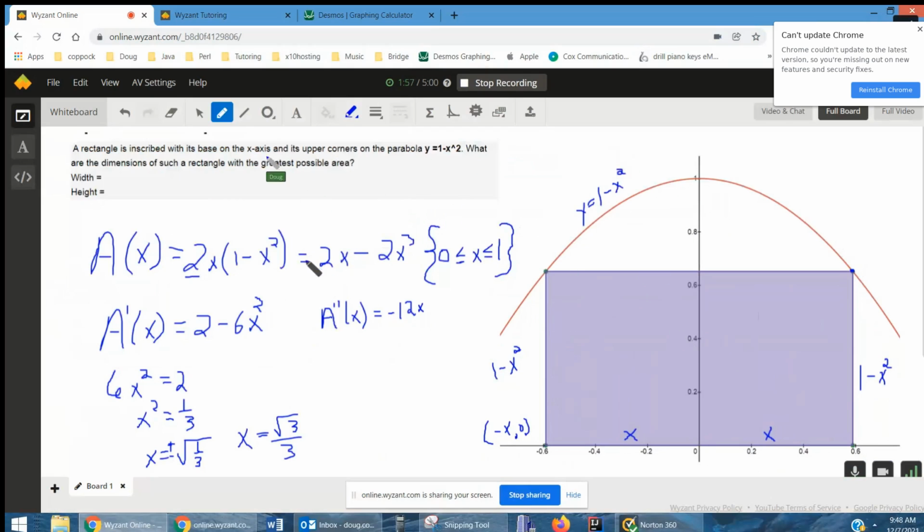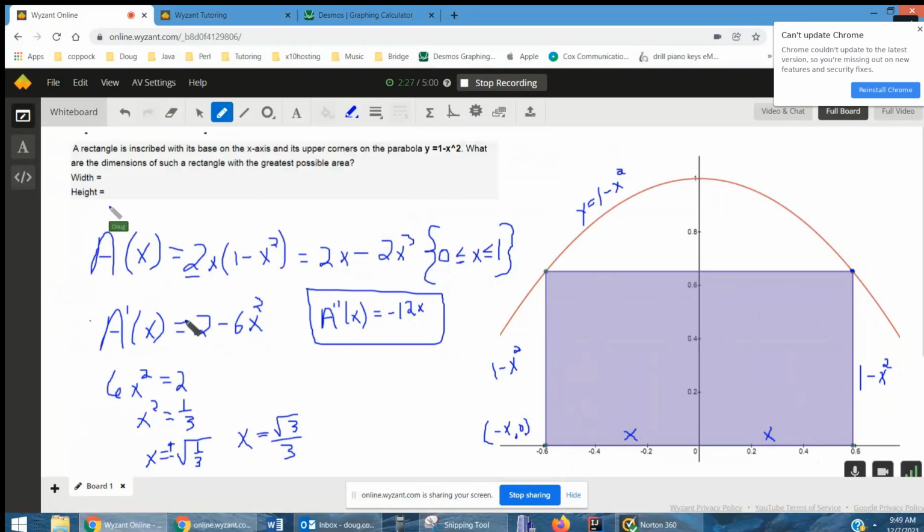base times height. Okay, so I wrote this as 2x minus 2x cubed. And I'm restricting x to be between 0 and 1. It wouldn't matter if I went the other way, but let's just say that x is that distance. So the derivative of A of x is 2 minus 6x squared. While I'm at it, I made note that A double prime is negative 12x.